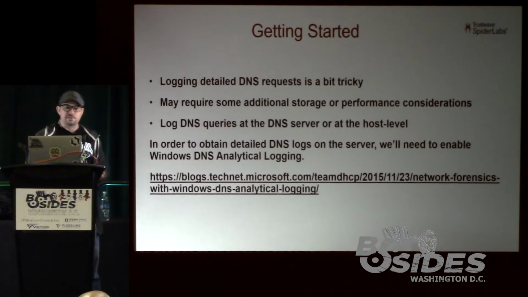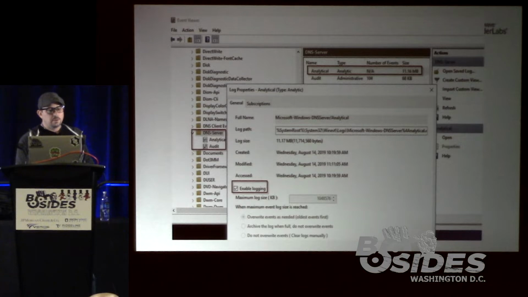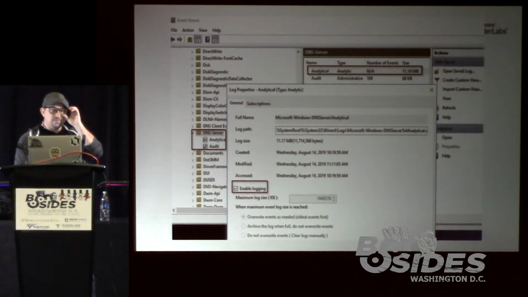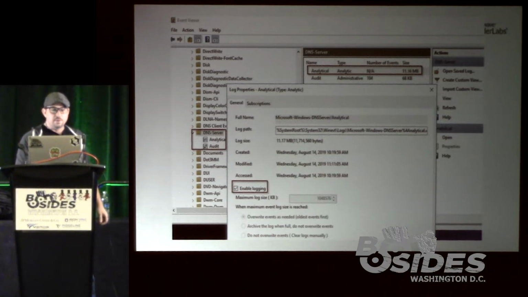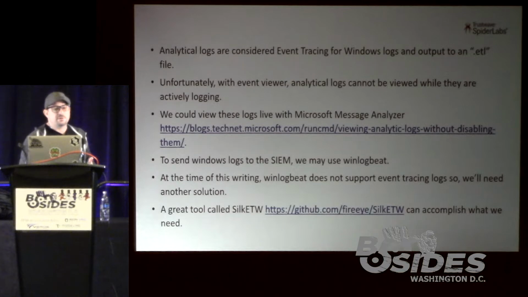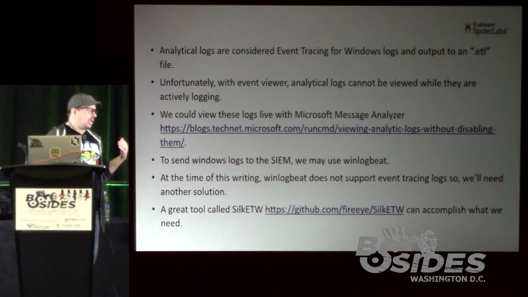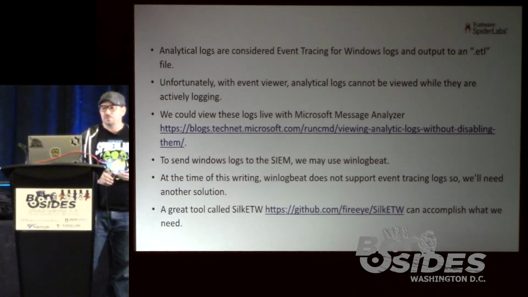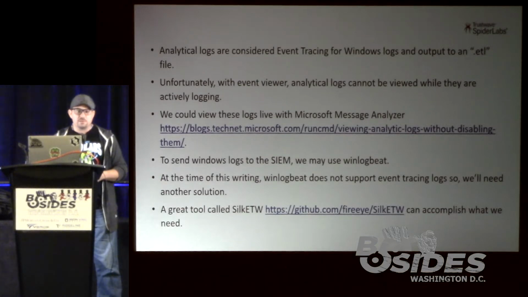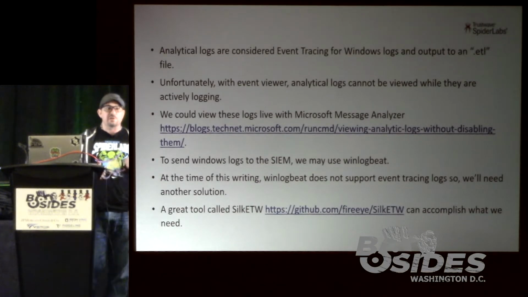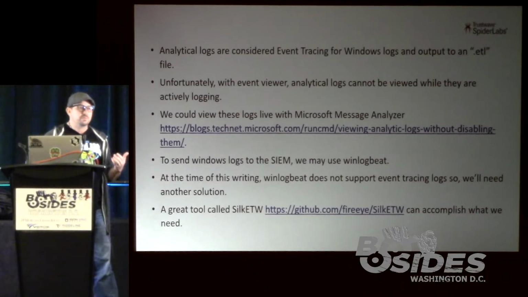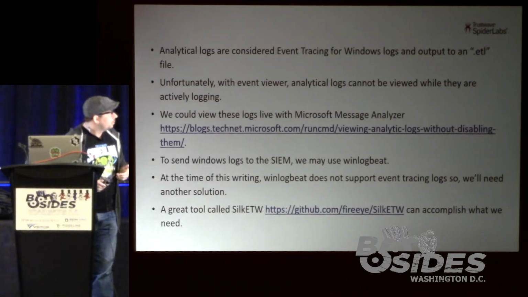There's a link here. It's also on my blog. And what that looks like is going into the settings and enabling logging, where I have it checked down there for Microsoft Windows DNS Server Analytical Logging under Event Viewer. And again, once that's running, it's considered an event tracing log, and unfortunately we can't view those live. You can use tools like Microsoft Message Analyzer, which will allow you to view it live, but in Event Viewer, since it's being actively traced, you won't be able to read it.